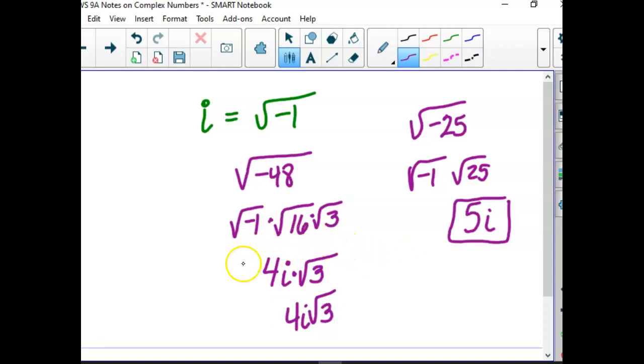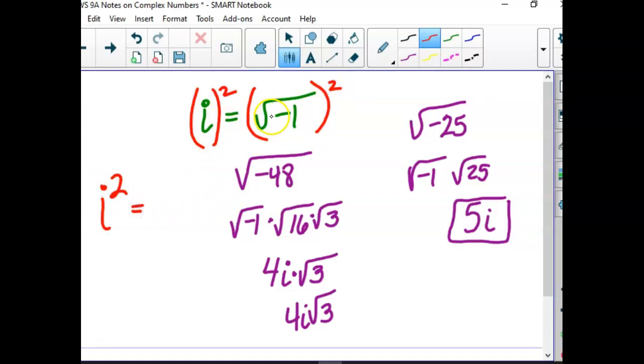Okay? For today, you're not going to have to do much simplifying. The thing you need to know for today, think about this. If you square this, an i squared becomes a what? What happens when we square a square root? They just undo each other. So we actually end up with -1. This is super important that you know that, okay? i means the square root of -1, but i squared is -1. i squared is negative 1.